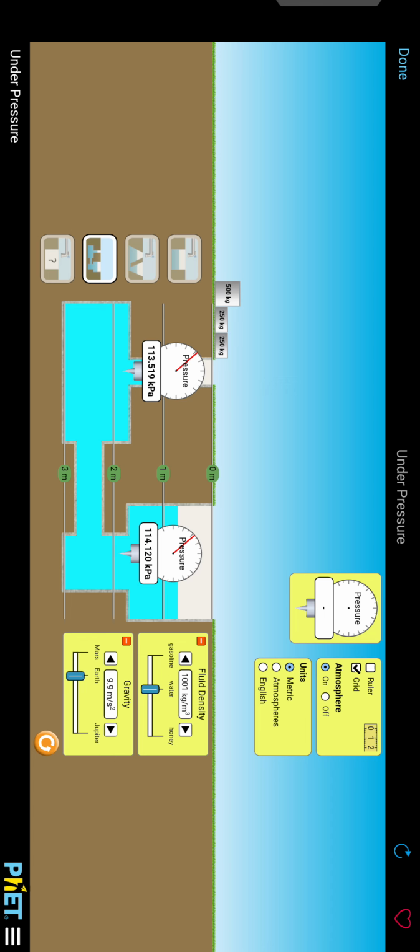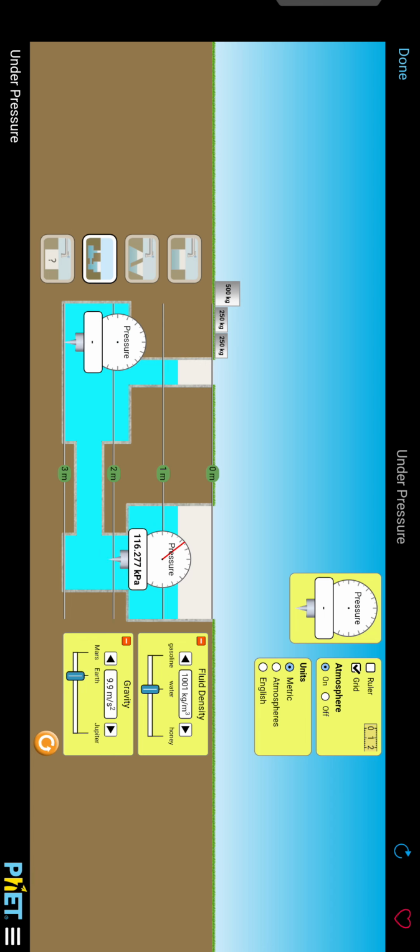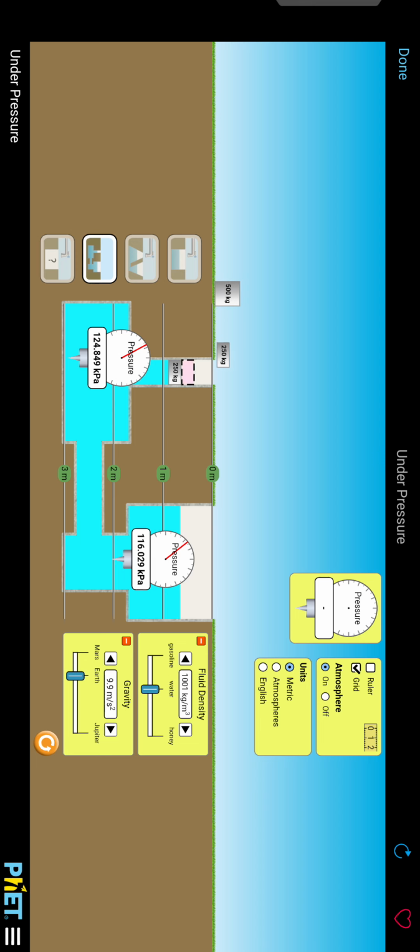Let's try to find out if exerting weights will affect its fluid pressure. Let's put a 250 kilogram object here, and see if the pressure increases or decreases, or if it would not affect the pressure. There's a small change in the pressure. Okay, let's put a 500 kilogram object.